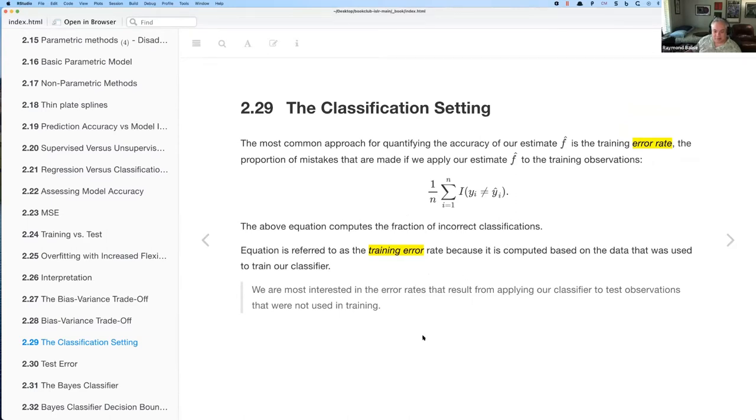They talk a couple of times, or repeat the idea, that you don't really care about the performance on the training data. What you really care about is performance on a new data set. That might be if you sliced out part of the data and set it aside for testing, or just truly new data. So they quantify accuracy as being a metric useful for categorical data.